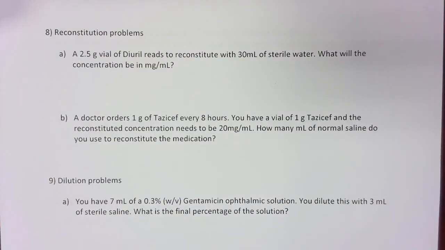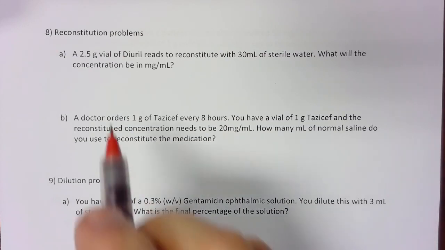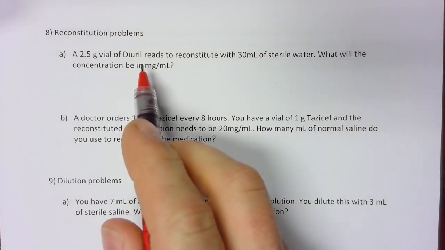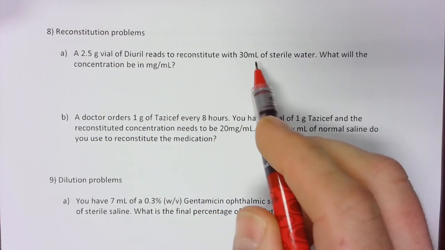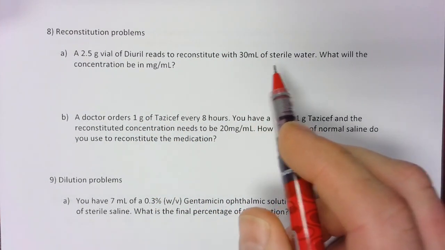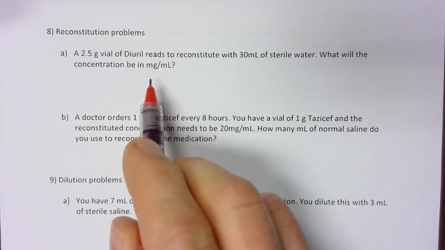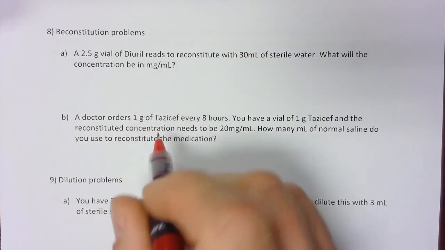All right, on to part 3 of this worksheet. These are reconstitution and dilution problems. So let's begin with the reconstitution. A vial of diuryl reads to reconstitute with 30 milliliters of sterile water. What will the concentration be in milligrams per milliliter?